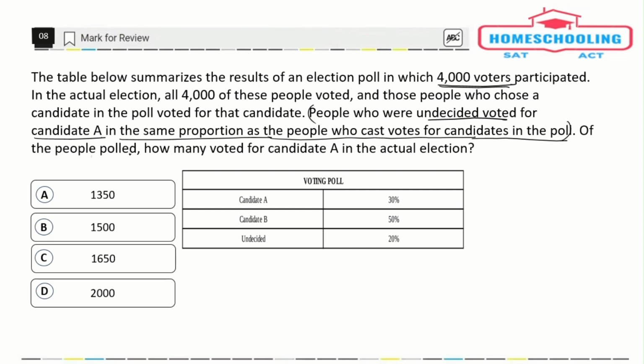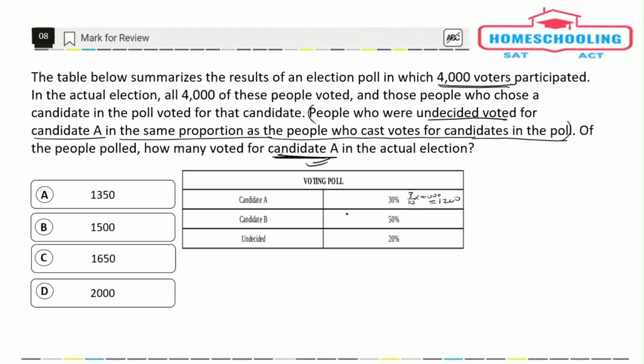Of the people polled, how many voted for candidate A? So we have to find what is the percentage of people who voted for candidate A. First, in the table it is given that total voters are 4,000. So 30% of 4,000 would be 3 by 10 into 4,000. That would be 1,200.